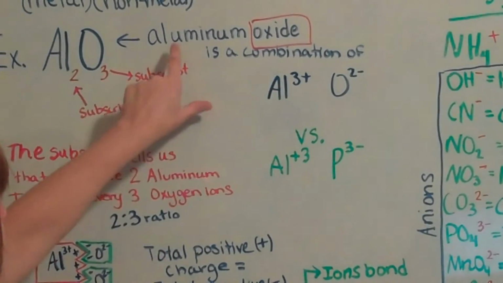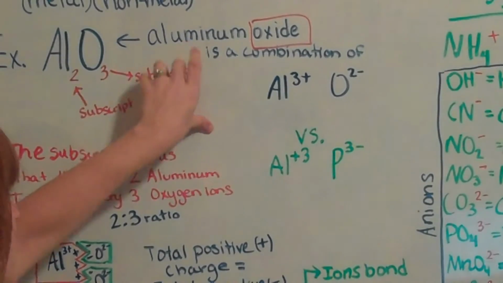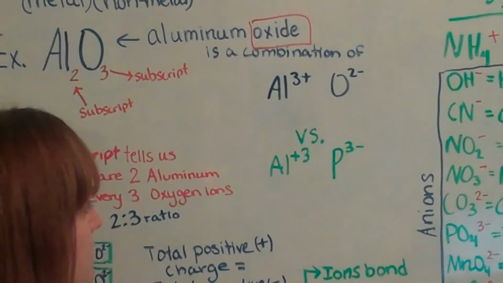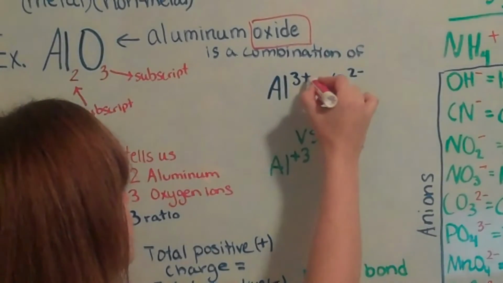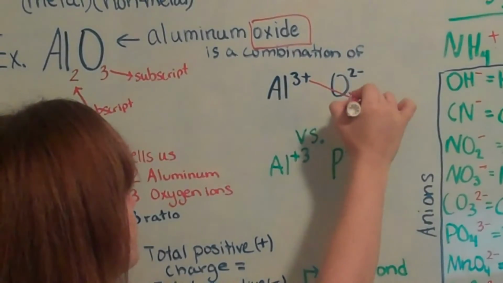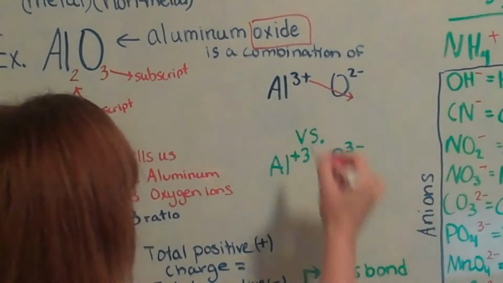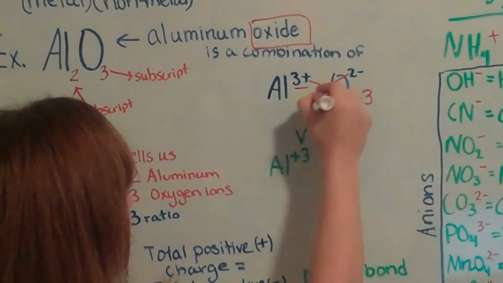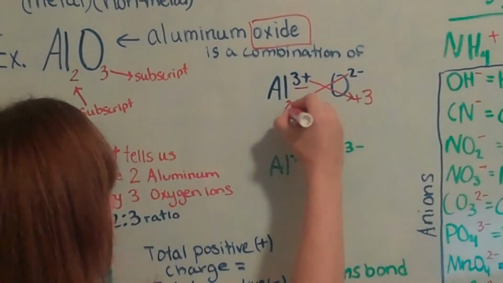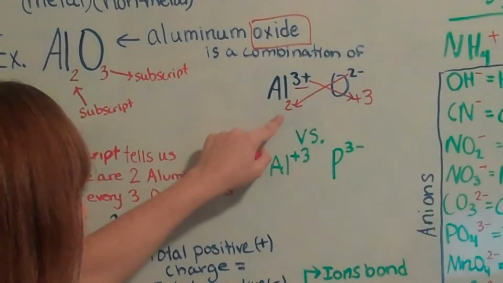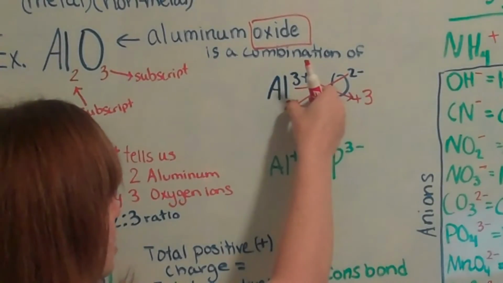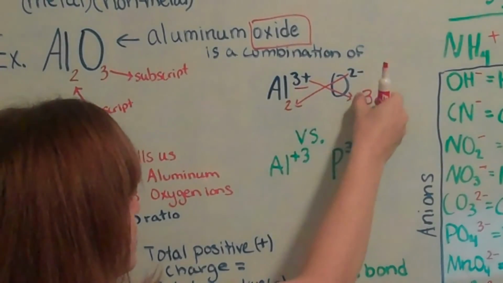So to go from the name to the formula, we have to swap and drop. The way we do that is we're going to be crossing the charges down. So the 3 goes down and becomes the subscript for oxygen. The charge on oxygen crosses down and becomes the subscript for the aluminum. So we just swapped, and we have to drop. What we're dropping is the charges, so you can just remove those charges.